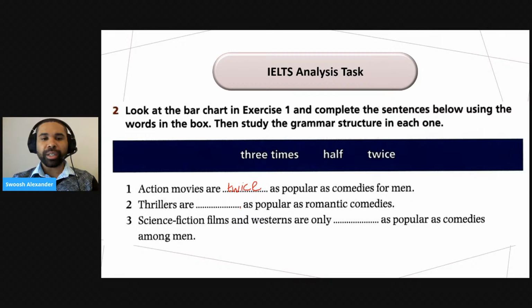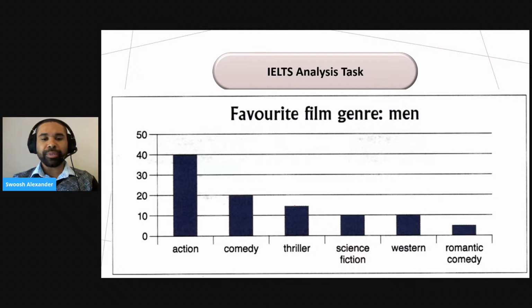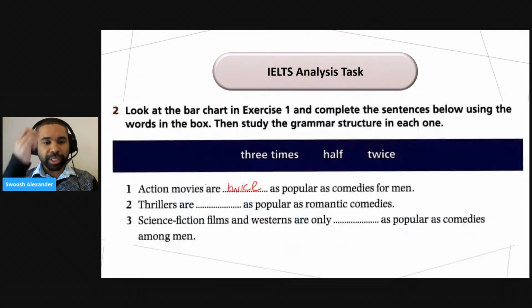What about number 2? Thrillers are... What can we say about thrillers and romantic comedies? Good. Okay, so we've got some good suggestions here by Jayshree and Adajat. 3 times. So thrillers are 3 times as popular as romantic comedies. And again, if we just go back to check, so thrillers we can see are around 15. Romantic comedies are around 5. So 3 times would certainly fit here. Just squeeze that in.